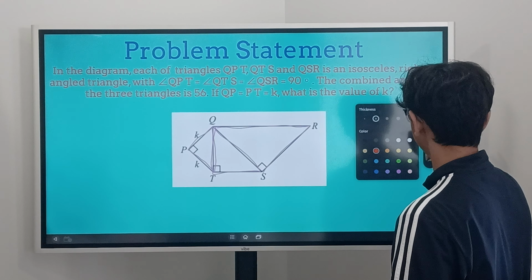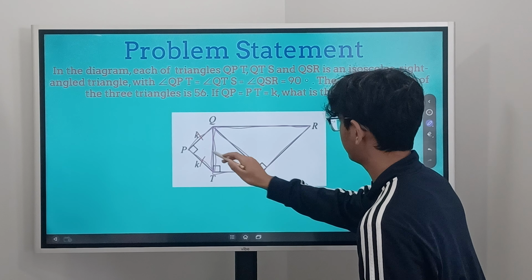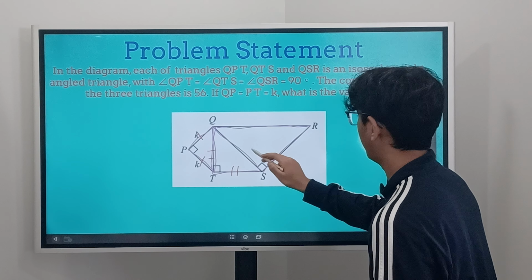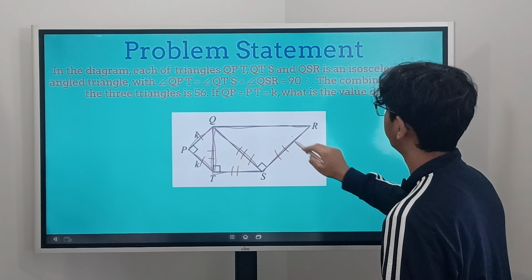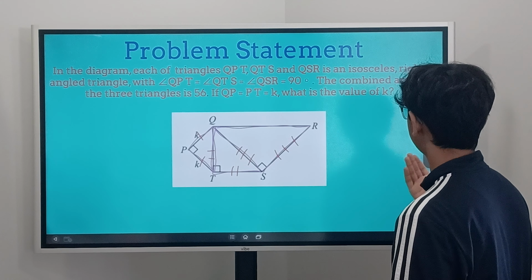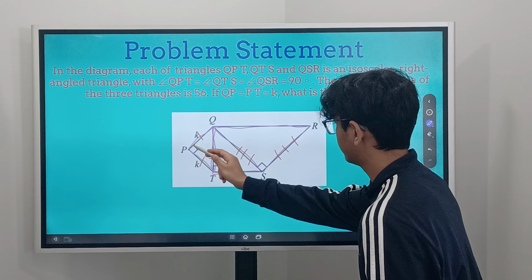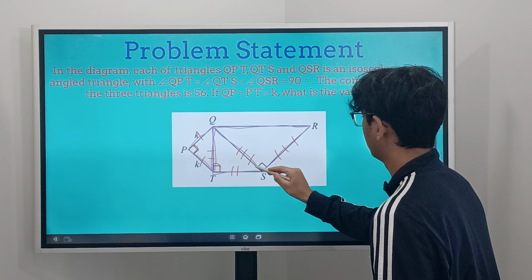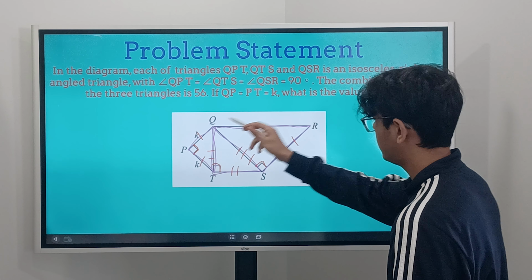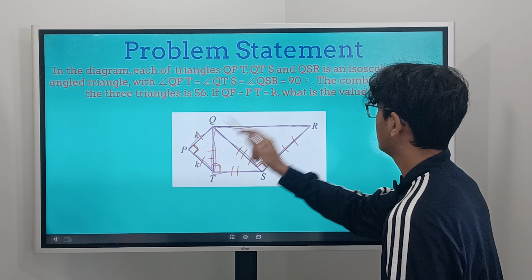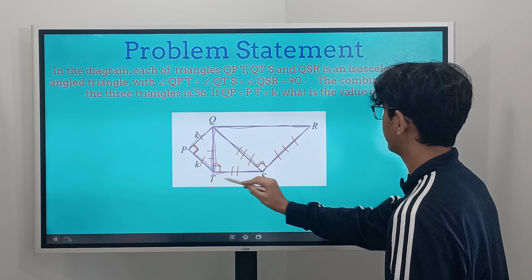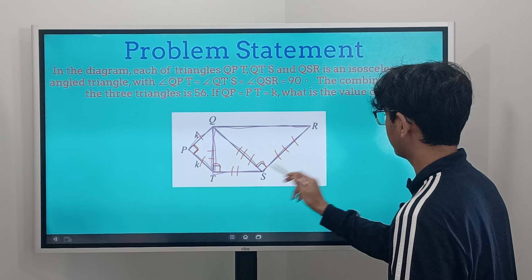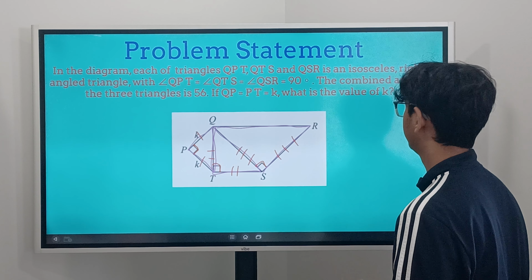So since they're isosceles, that means this length will be equal to this one, and this one will be equal to this one. So these are all three isosceles, and they're also right angled, so they all have a right angle. The angles QPT, QTS, and QSR are all equal to 90 degrees.